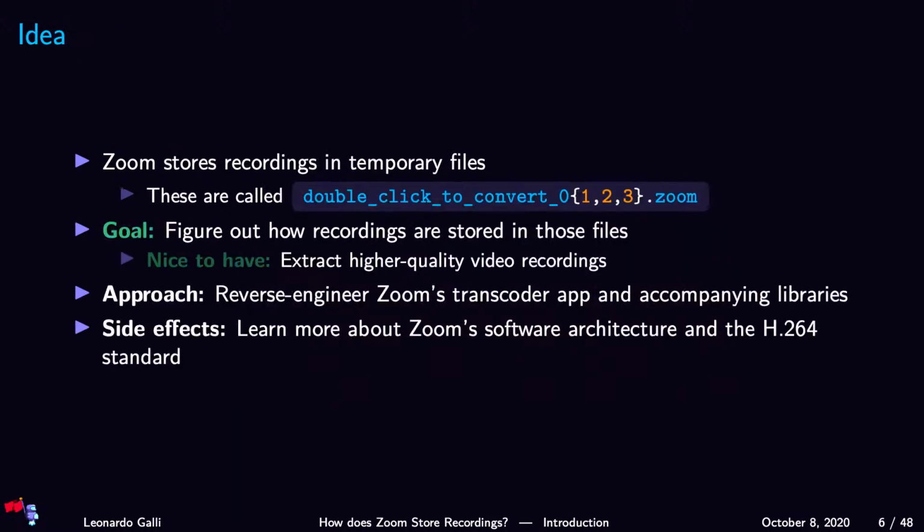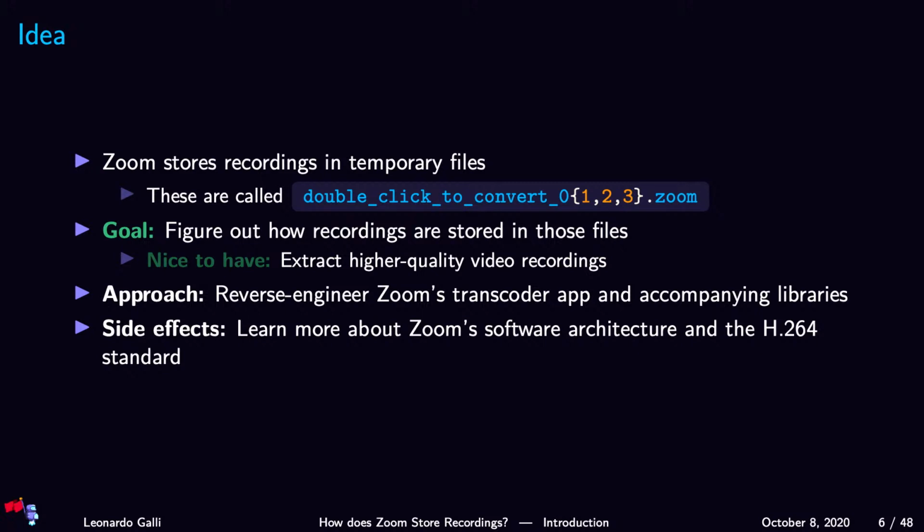But then I had an idea. Zoom obviously has to store these somewhere, so I found out that Zoom has these temporary files that are named like double-click to convert 123.zoom. And I thought, well, they probably have some timing information in there, so my goal really was to figure out how these recordings exactly are stored in those files, and then hopefully extract the audio without any stuff removed. And a nice to have would have been that I can also extract some higher quality video, because if you export the video with Zoom, it's pretty terrible quality.